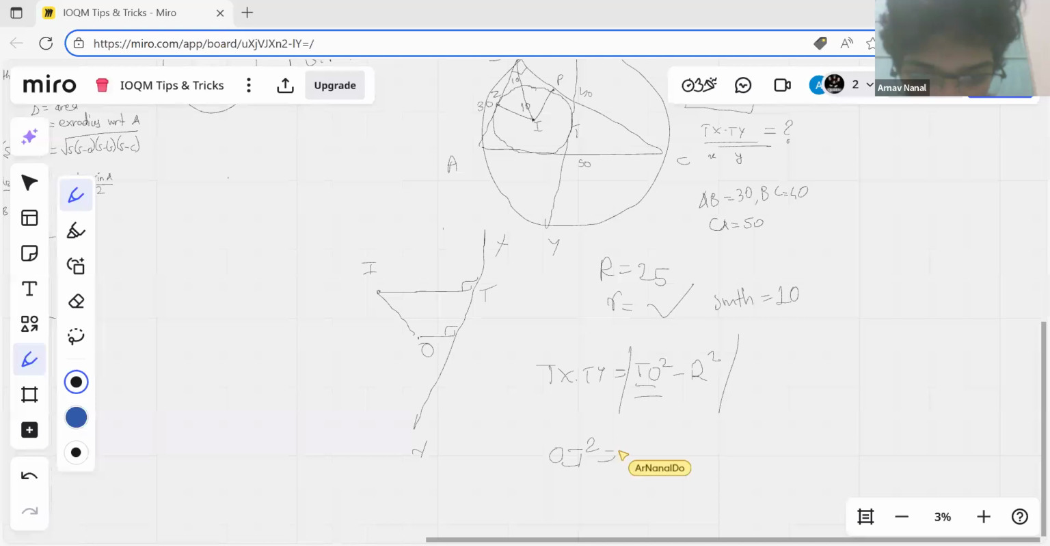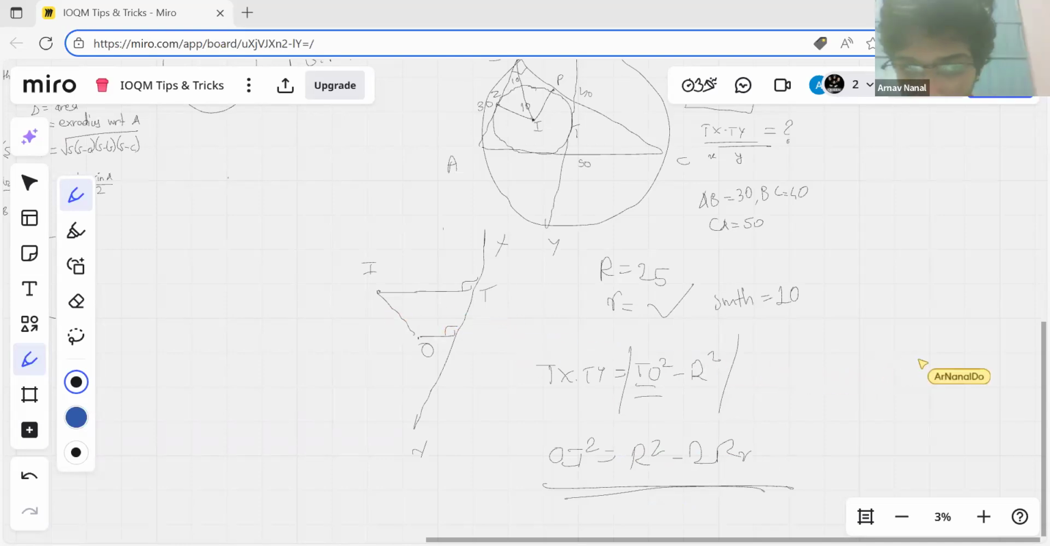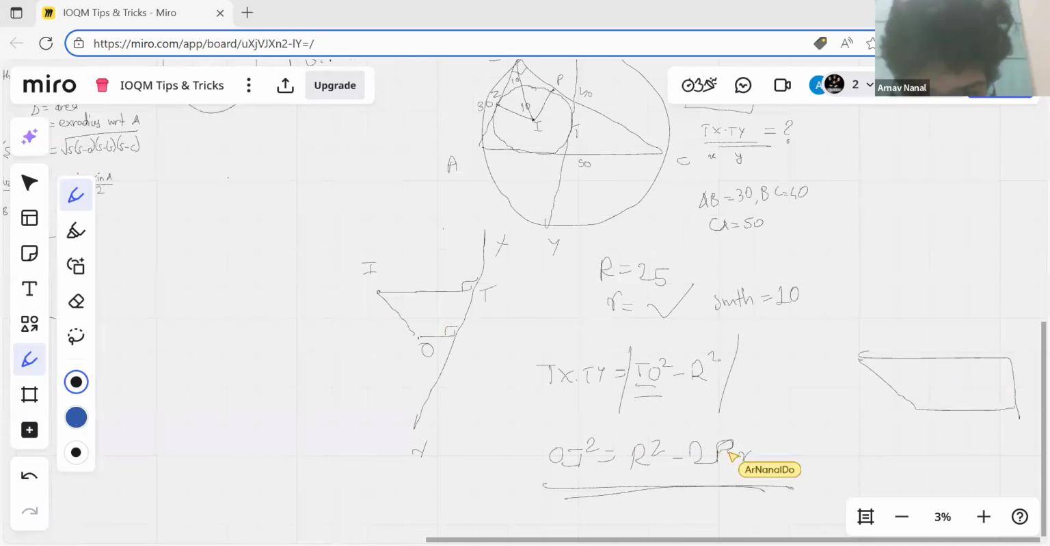OI square is equal to R square minus 2Rr. You should memorize this. So you can calculate OI. So basically you have this figure. It's a trapezoid. What's Rr? The capital R is the circumradius, small r is the inradius.